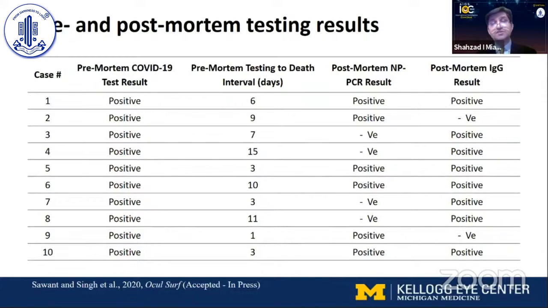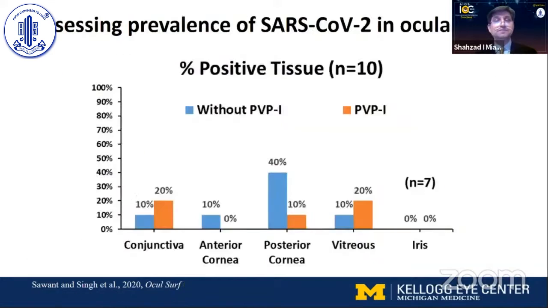All 10 specimens were at least positive in one of the 2 postmortem tests, either PCR or the IgG testing. The 2 that were IgG negative may have been because they were too early in the course of their disease to be IgG positive.